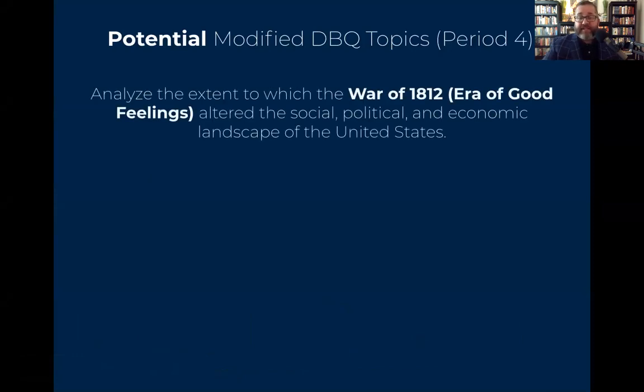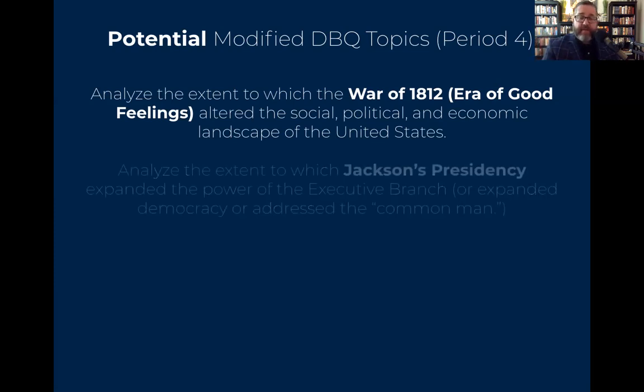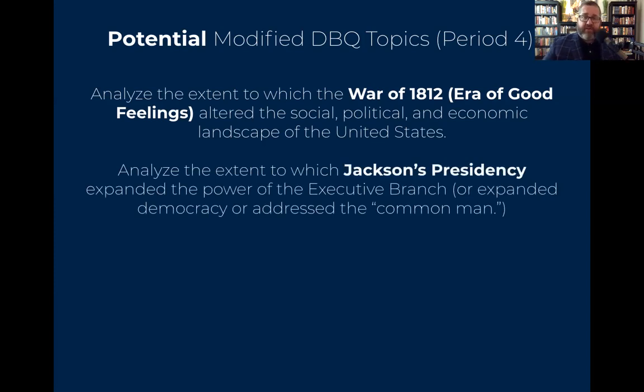We talked about potential modified DBQ topics in our last session with period 4, particularly with the War of 1812 and the Era of Good Feelings. We could see a potential discussion about how the country was able to unify under an umbrella of political unity, economic unity, and social unity. But we could see a bit of divisiveness between the Whigs and now the new Democrats under the age of Jackson, but historians will say that Jackson expanded democracy or addressed the issues of the common man. It's a big part of our discussion today, but certainly a potential DBQ topic.